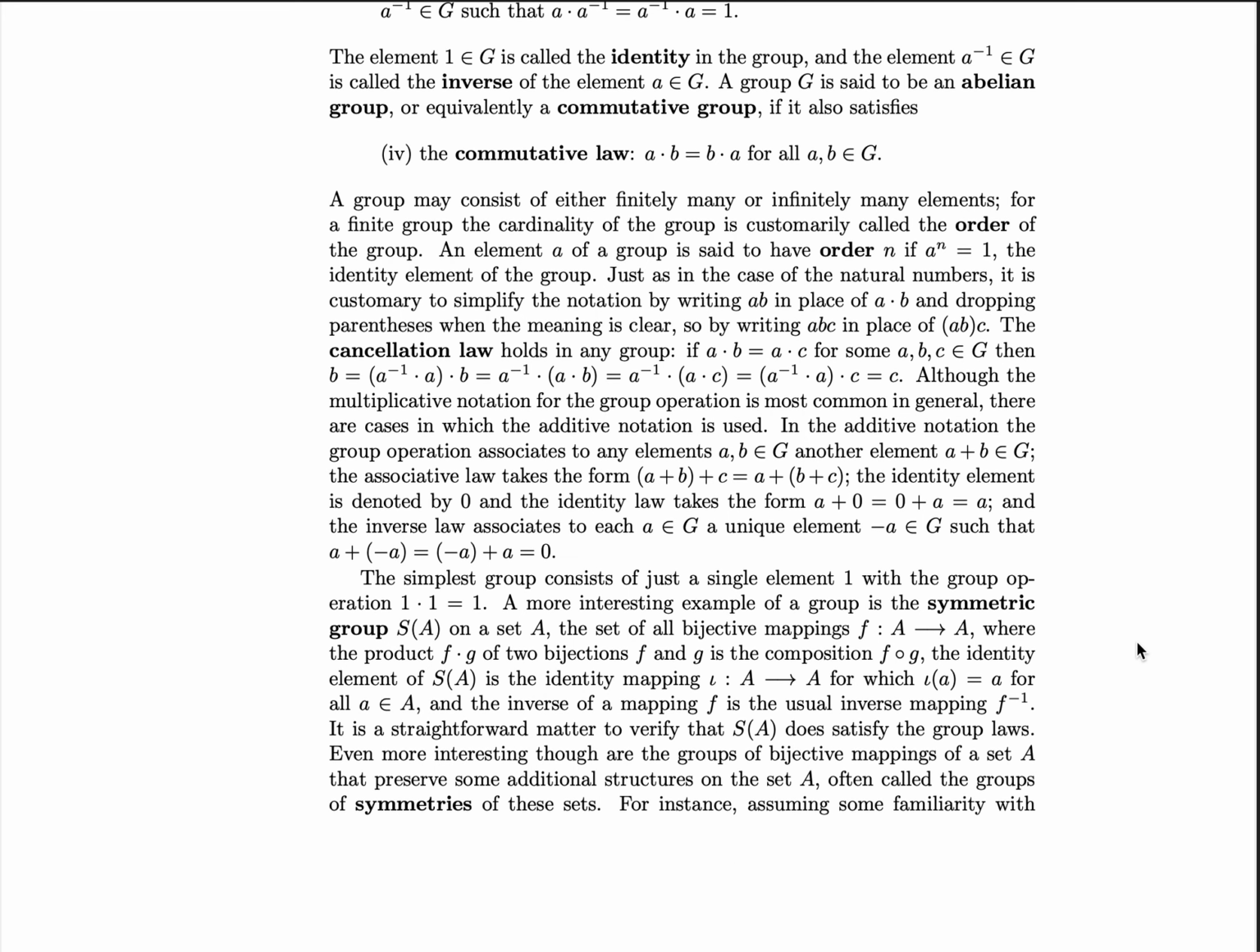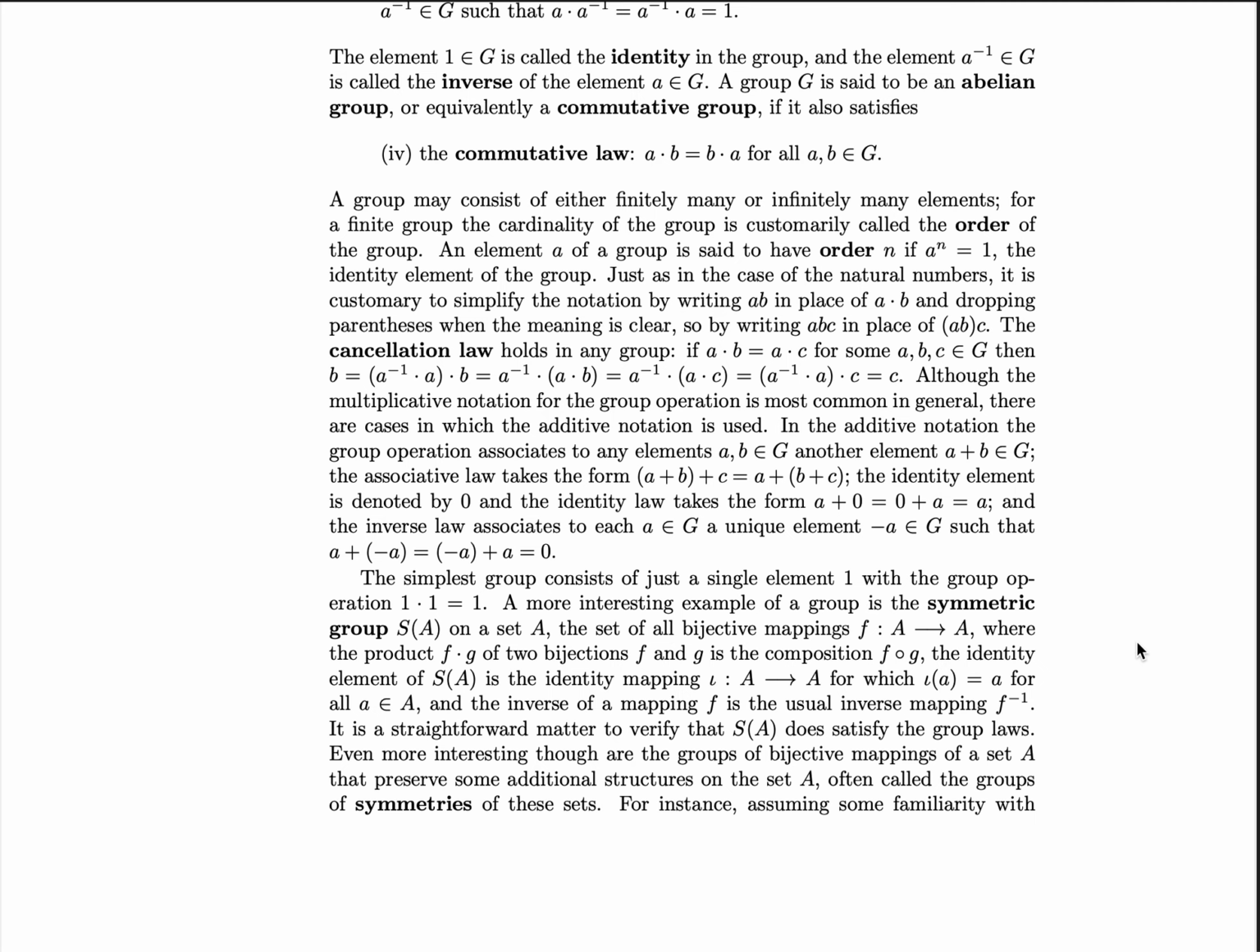We'll note that a group may consist of either finitely many or infinitely many elements. For a finite group, the cardinality of the group is called the order of the group, but additionally, confusingly, an element A of a group is said to have order n if A to the n is equal to 1, where 1 is the identity of the group.